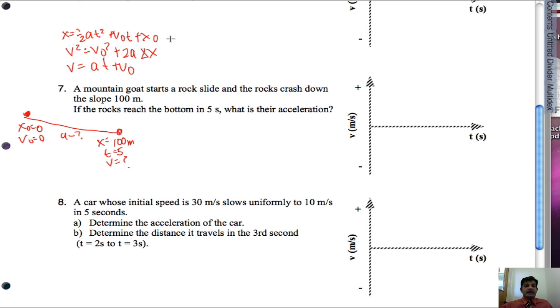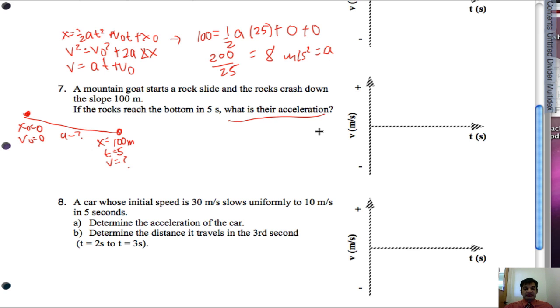Let's go ahead and plug in our numbers. So we have 100 equals 1/2 times a times 25 plus v naught t, which is 0, plus 0. So for this one, it actually looks like we have 200 divided by 25, and our acceleration ends up being 8 meters per second squared. So there we actually did get the answer right.